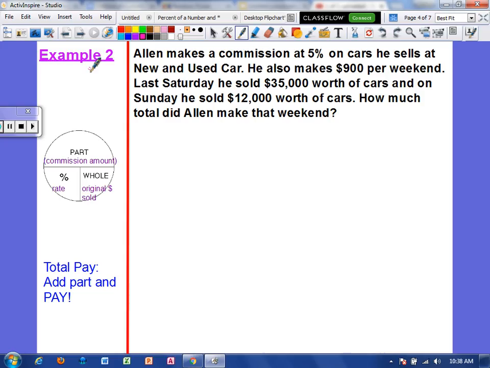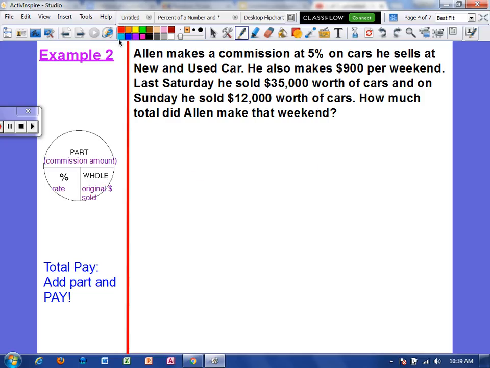All right, example 2. Alan makes a commission at 5% on cars he sells at a new and used car lot. He also makes $900 per weekend. Last Saturday, he sold $35,000 worth of cars, and on Sunday, he sold $12,000 worth of cars. How much total did Alan make that weekend?